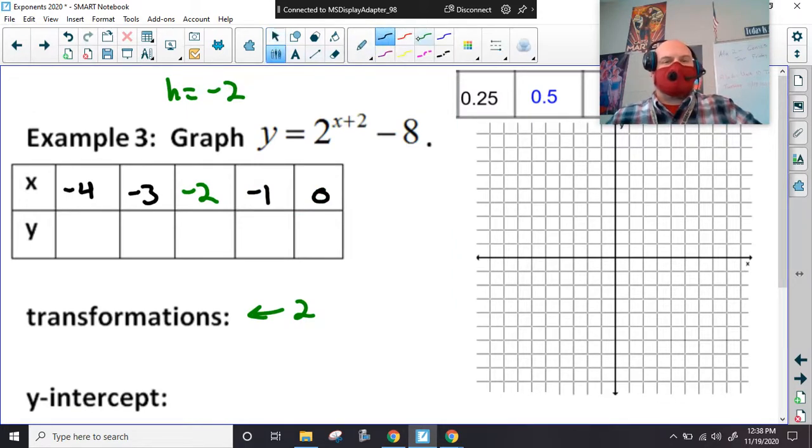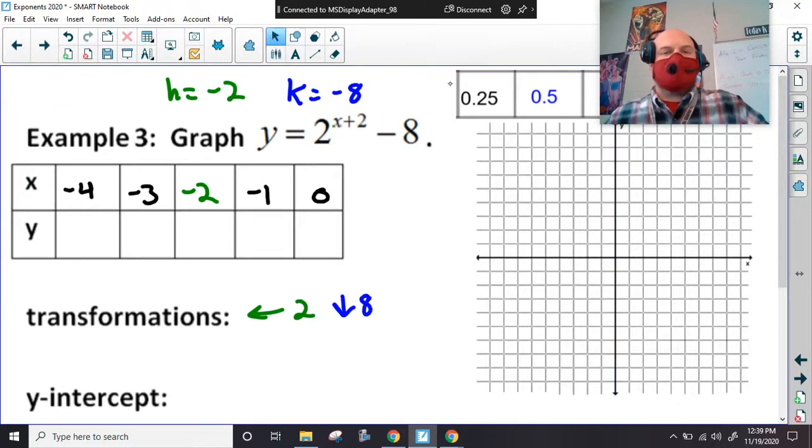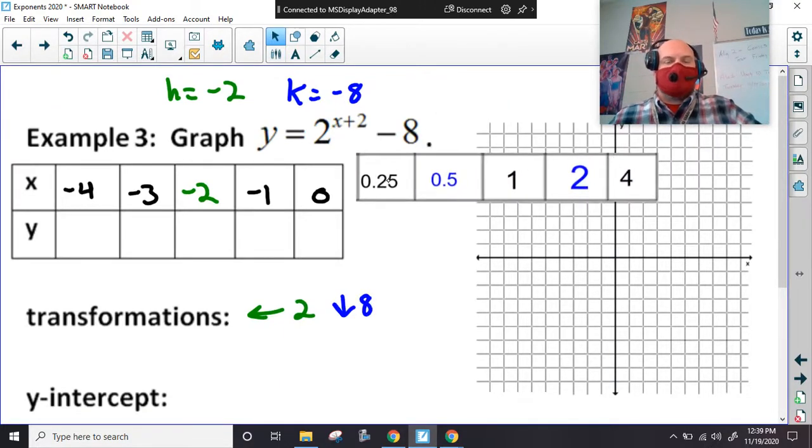All right. Our k is negative 8. So this means it goes down 8. Now, I would take these values right here and subtract 8 from them.